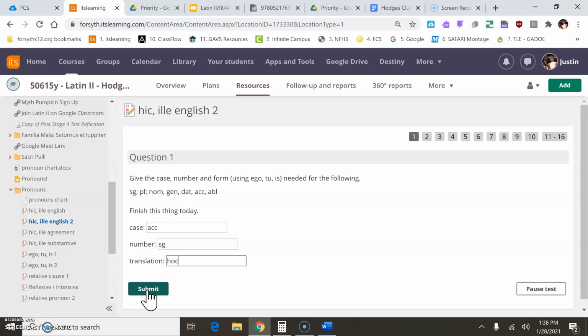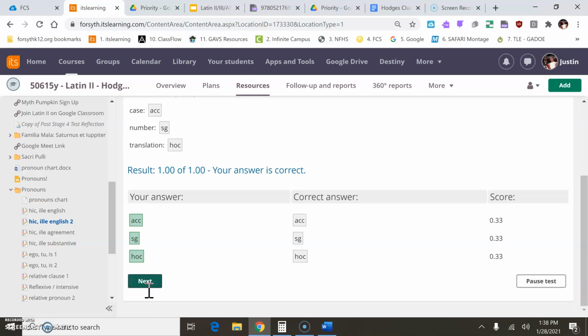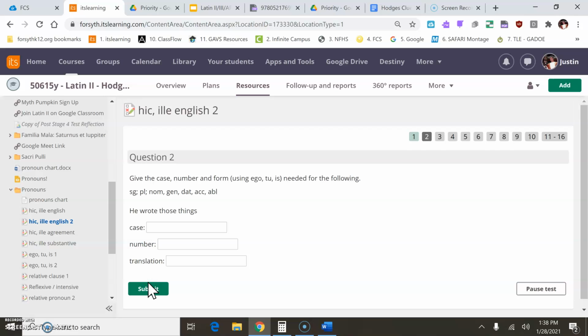All right. I clicked submit. There we go. And that's correct. So this is very similar to the first one. It's just that now it's not underlined. And you don't have to give the gender, but you still have to know it in order to answer it.